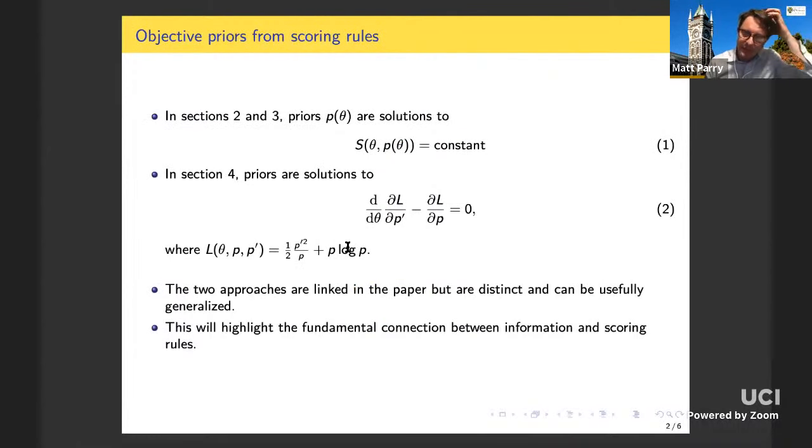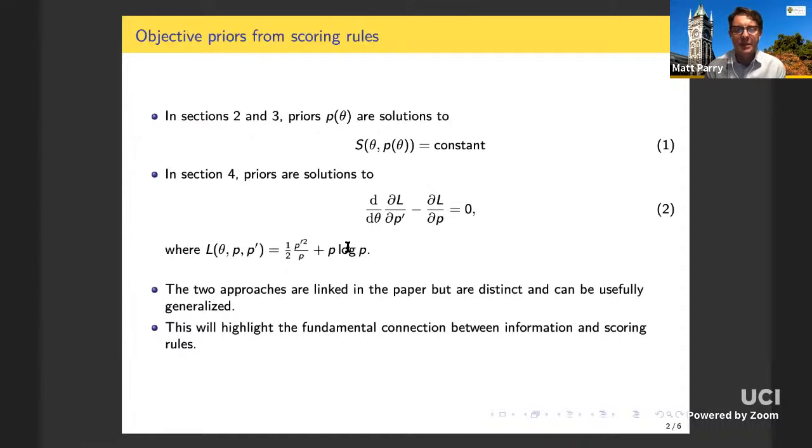I want to talk a little bit about how these objective priors have been characterized or constructed in the paper. In sections 2 and 3, the construction is a solution to the scoring rule being equal to a constant, equation 1 here. And then in section 4, the priors are seen to be solutions to Euler-Lagrange equations for a particular functional form of L. Here I've chosen W to be 1, but it can obviously be inserted at any point. They look to be quite distinct, but they actually are linked in the paper.